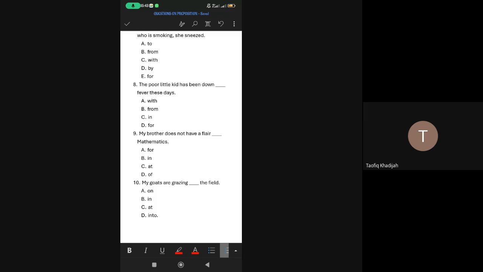Number 9. My brother does not have a flair dash mathematics. A, for; B, in; C, at; D, of. Before you pick A, what does flair mean? The person that picked A, you are actually correct. I'm not saying you are wrong. It is actually flair for. You have a flair for something.